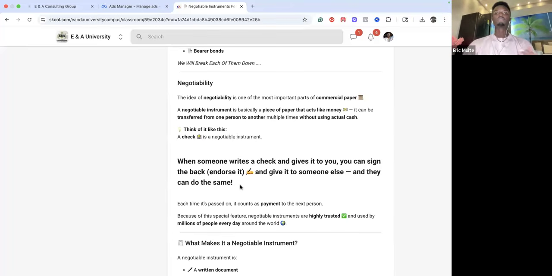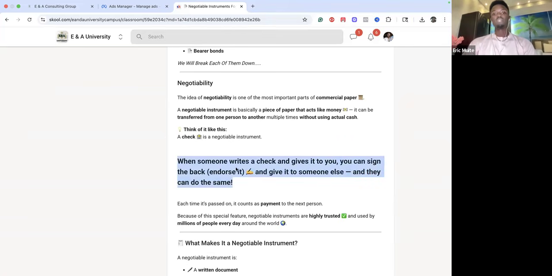Think of a bank. Let's say you work at Sam's Club, and I'm Sam's Club, and Sam's Club is basically paying you weekly. So you collect your check, you sign the back, and then you hand it to the bank. What does the bank do with it? They redeem it. And so this is what that example is.